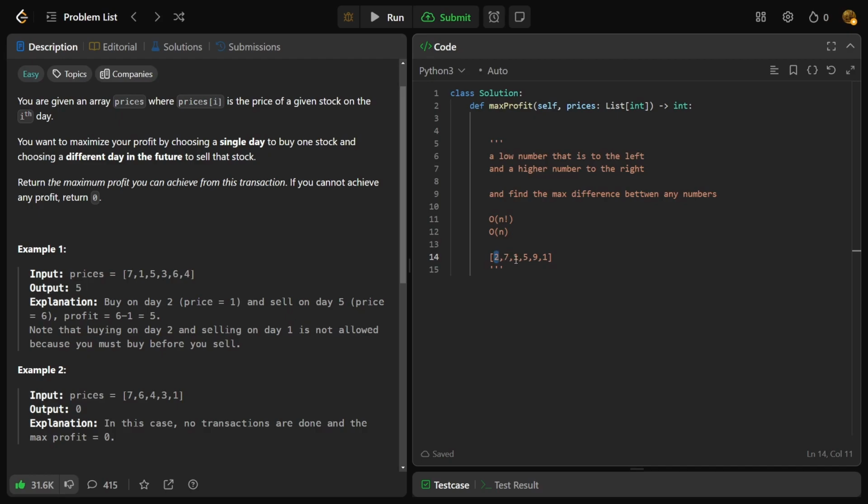We go to the 1 now, and we say, oh, 1 is less than 2. So let's change our minimum to the 1. And let's continue with observing all the other elements. This would give us an O of n solution, so let's try this out. So let's start setting up our variables.